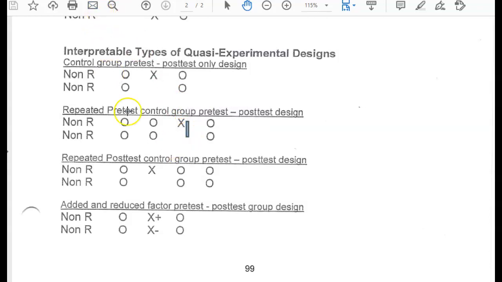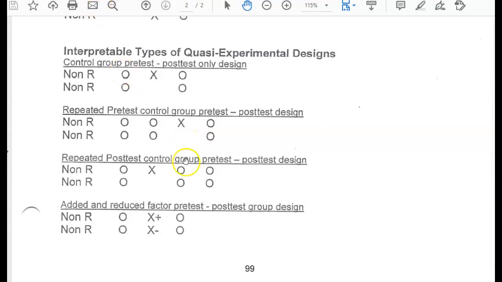So I could do a study just like that, where you give them a pretest first, and then you give them a pretest, and then you give them another pretest maybe, and eventually you give people the treatment. That's what the X is here. And then everybody gets the post-test. Do you see how only one group is getting the treatment and the other group is not?